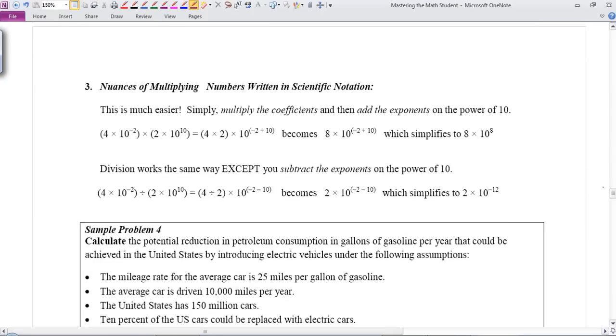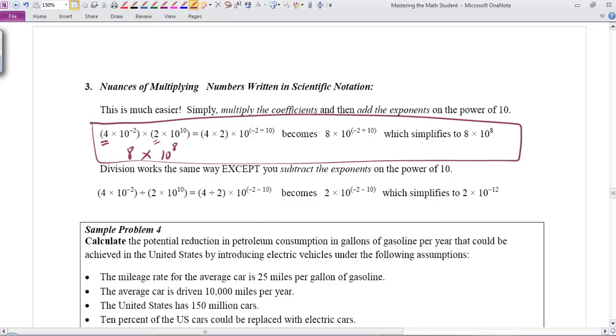So, what about multiplication and division? Actually, it's easier. So here you're going to multiply the coefficients, and then you just add the exponents on the power of 10. So if I have 4 times 2, that's lovingly known as 8, times 10 to the, what is a negative 2 plus 10? It would be the 8th. So that's just a long way of doing what we just did.